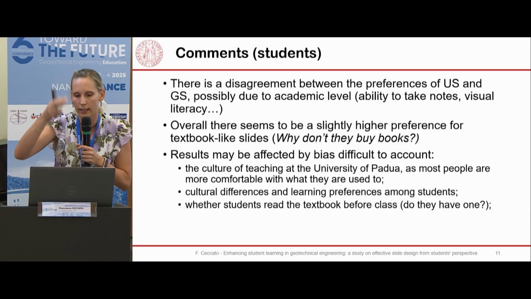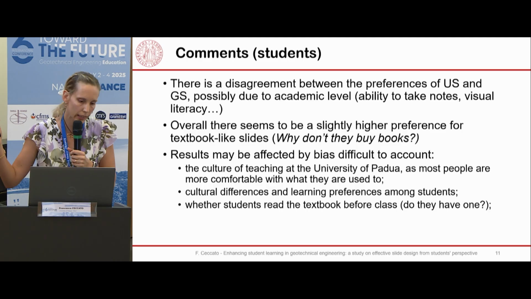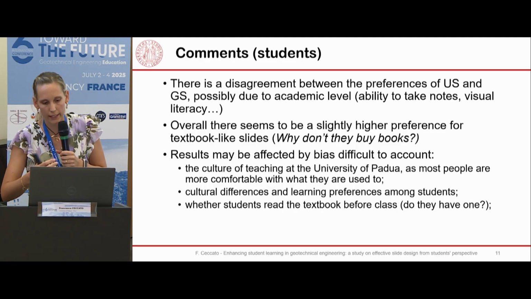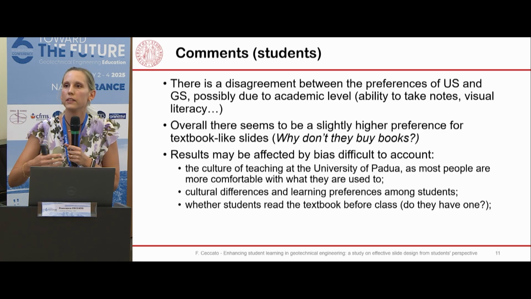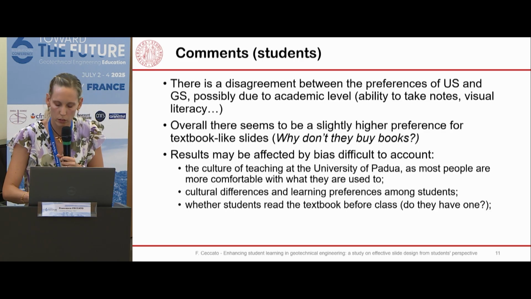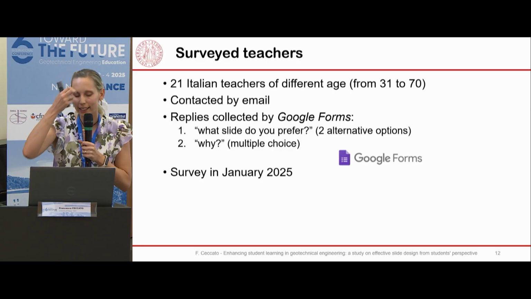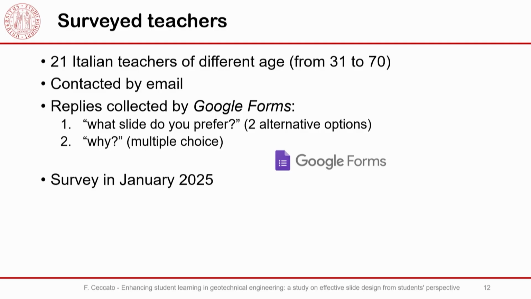Of course, with this survey, there are a lot of biases that are difficult to take into account, like cultural teaching, differences in learning preferences, if they have the book or read the book at home, and so on. Then we asked exactly the same question to 21 Italian teachers of different age. We contacted them by email, asking them to compile a Google form. So now again, we show them the 2 slides, asking which one they prefer for their classes and why. And this survey was done in January 2025.